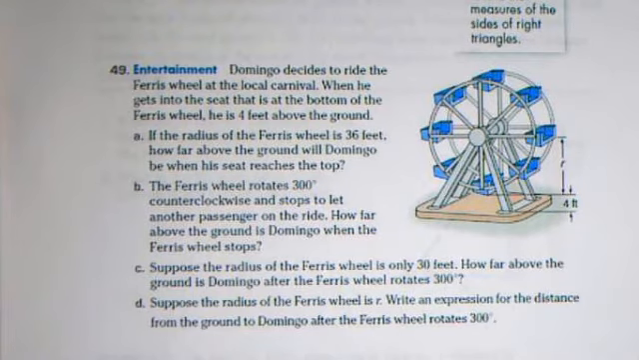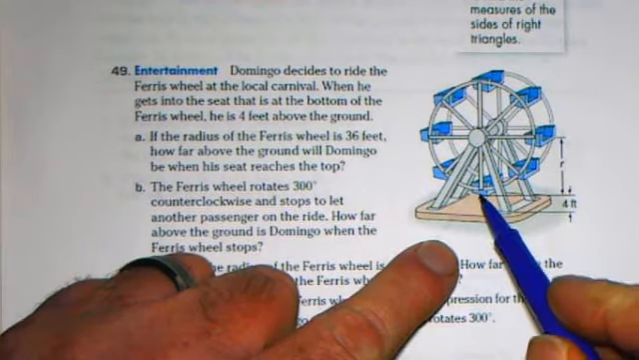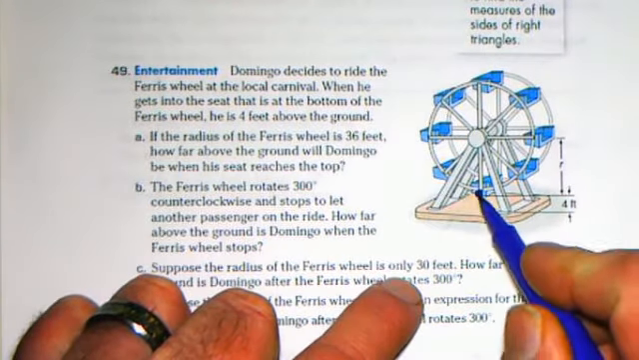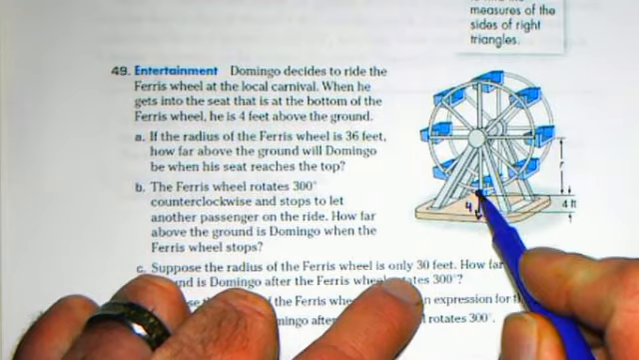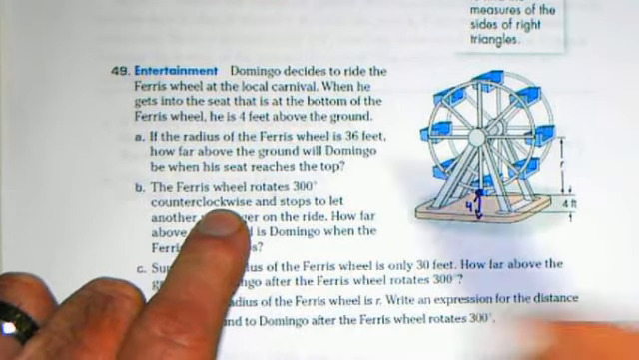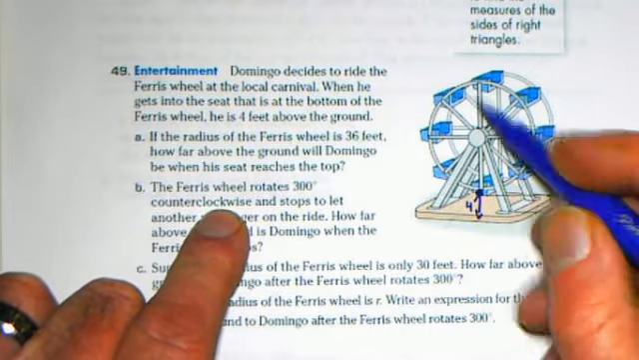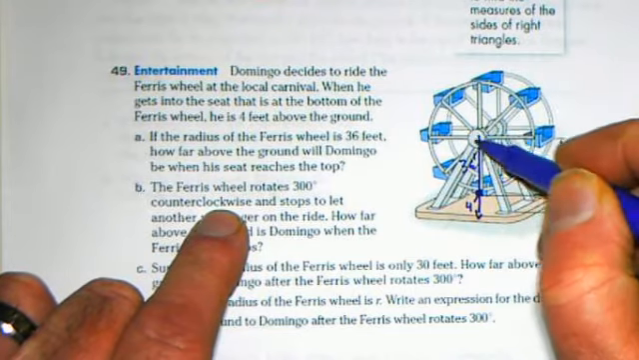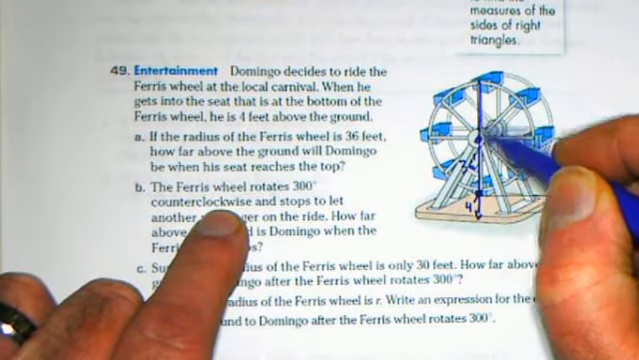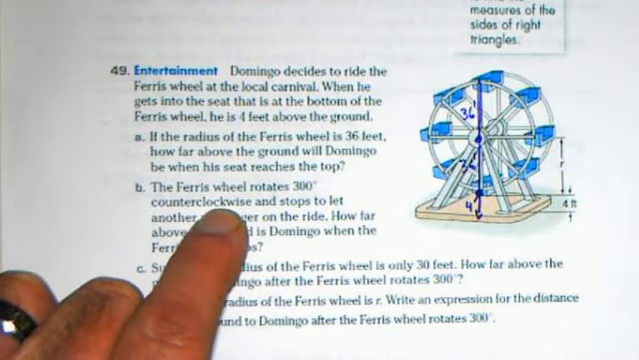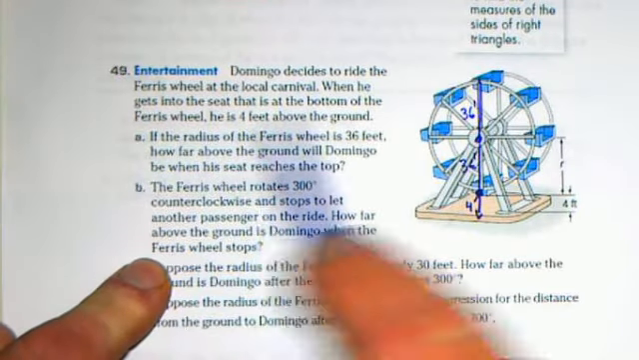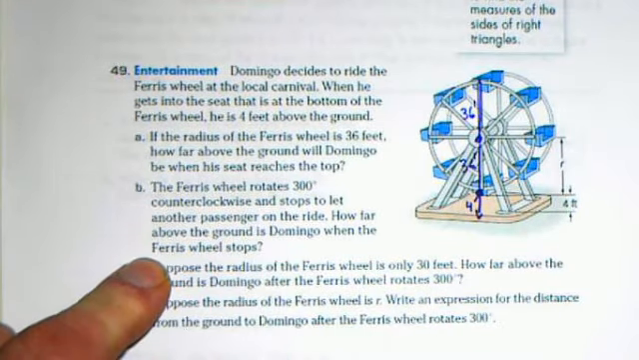So Domingo decides to ride the Ferris wheel. The seat starts out being 4 feet above the ground, so this is 4 feet. The radius of the Ferris wheel is 36 feet, which means that the diameter of the Ferris wheel is 72 feet total. And that's all for right now.